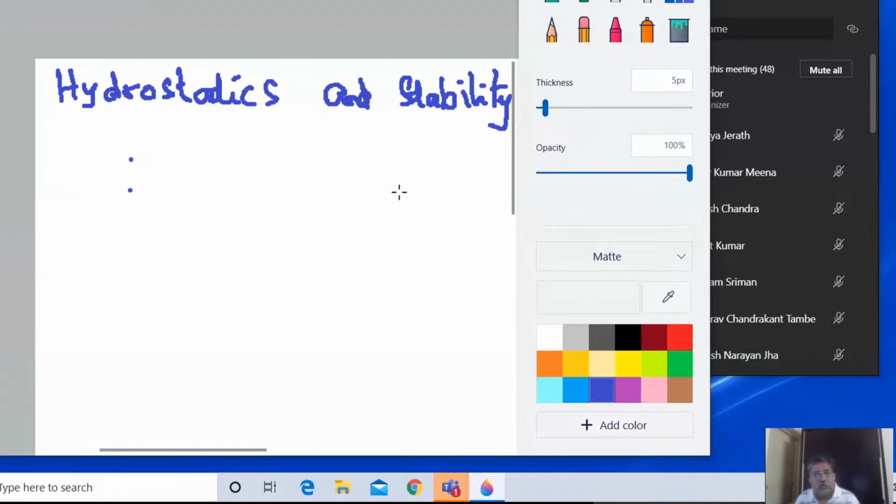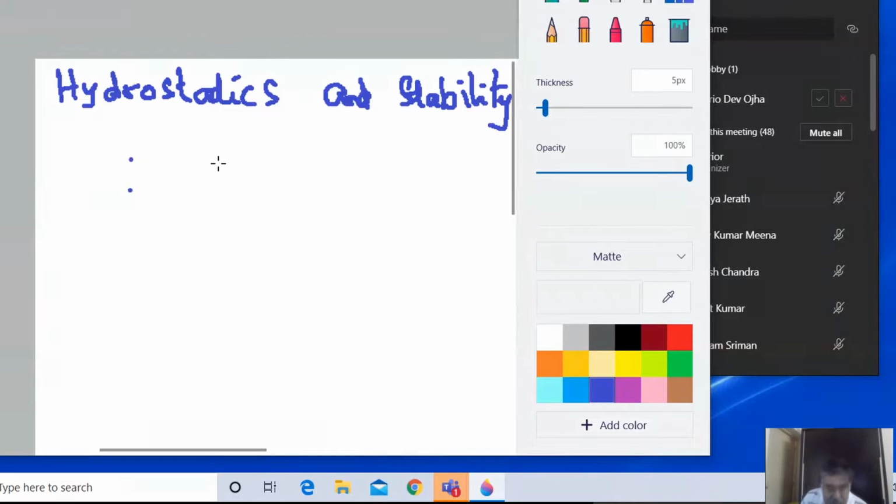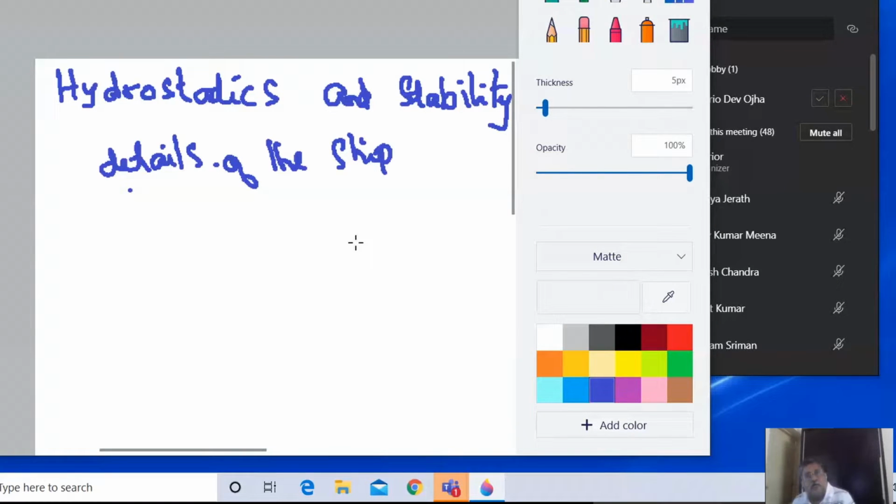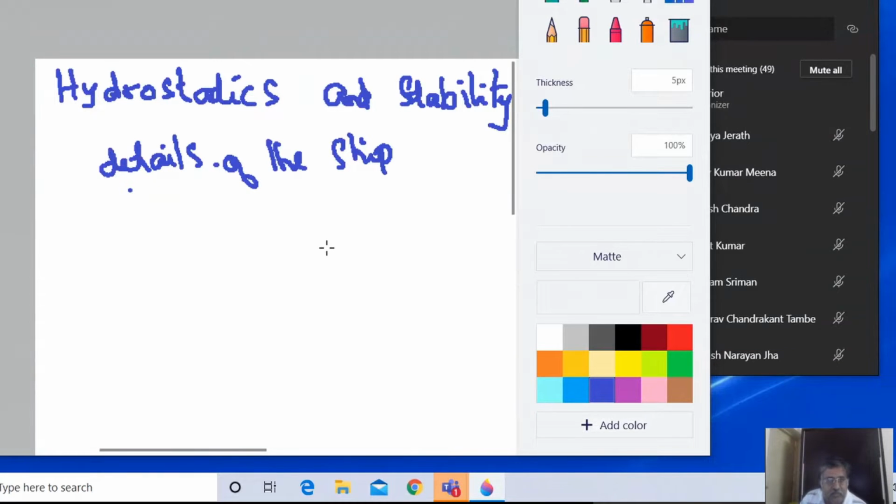So what we will be doing is, first we will be dealing with the details of the ship. Let us go slowly. This part you should be very clear about, because the rest of your course in naval architecture will depend upon this. So, details of the ship. In marine construction and welding, you will learn about the ship structures. There will be a little more detail on the structures of the ship. Here we are talking about the main details of the ship.